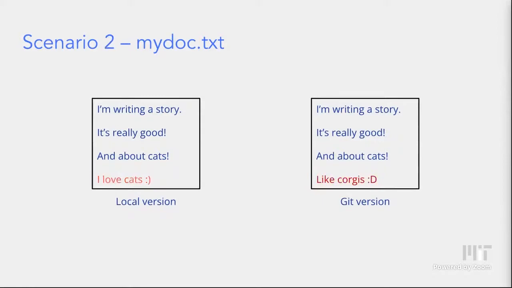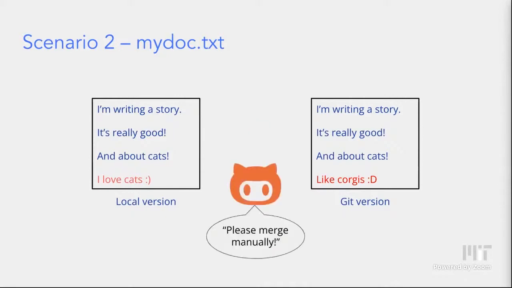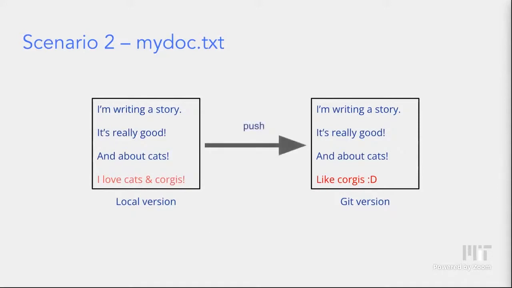Let's say we have another scenario though. Say that Ben has a fourth line that says, I love cats, while the Git version says, I love corgis. So we can't simply do what we did before. You can't just overwrite the local version with the Git version. That messes up a lot of things. This is what we call a merge conflict. In this case, Git will actually tell you, please merge it manually. And so Ben pulls, merges it manually, and then he can send it back to the Git server where the change is updated.